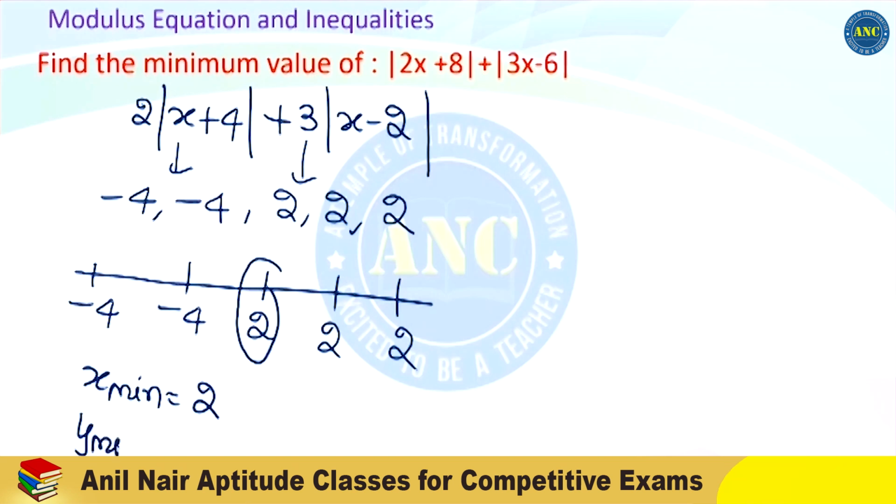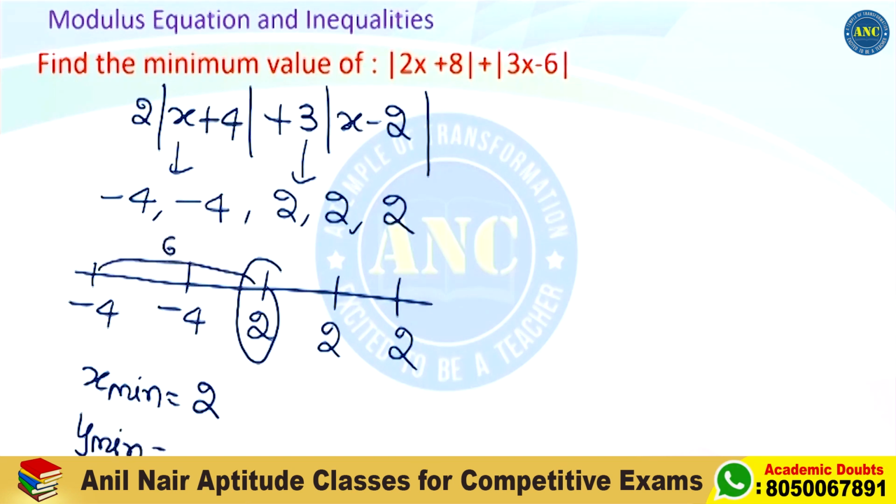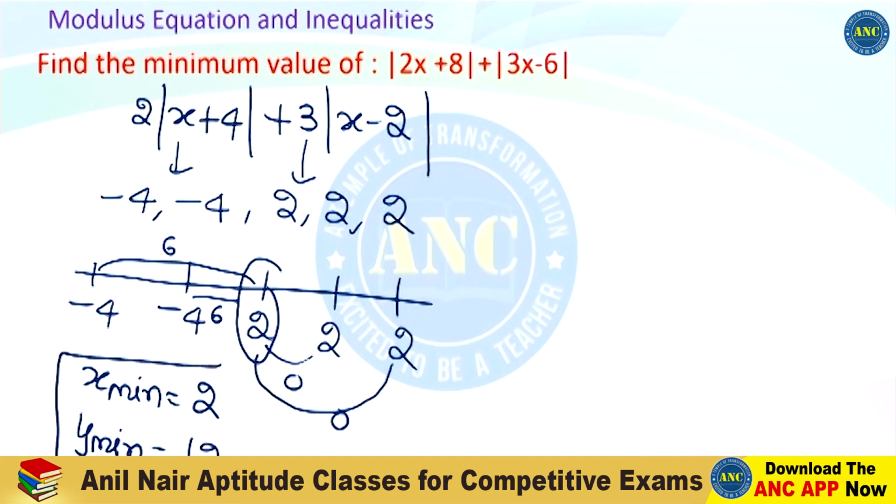If x minimum is 2, then y minimum will be, this has to travel the entire 6. This is 0 and this is 0. Y minimum will be 12. I hope you got the idea. Even if you do it using coordinate geometry, you will be able to understand it clearly. But this process will give you the answer very, very fast.